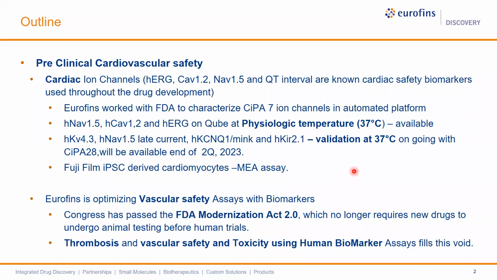And lastly, I will be talking to you about the vascular safety, what we are thinking about, how we are going to approach it, because the American Congress passed the FDA Modernization Act 2 last year, which no longer requires new drugs to undergo animal testing before human trials. This is one of the mandates from Congress to start using in vitro assays instead of using animals for drug testing. So here we're going to show how thrombosis and vascular toxicity assays using human biomarkers will fill the void, and how we are going to be validating the assay.